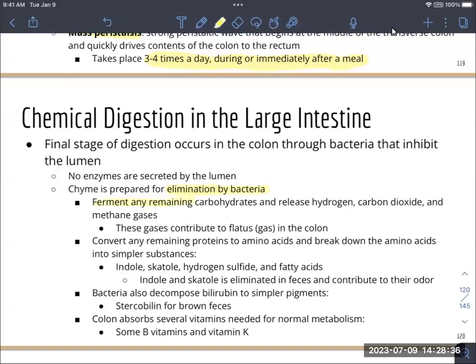So we ferment any carbohydrates that are left. By fermenting, we're creating gas: hydrogen, carbon dioxide, and methane are being released. Any remaining proteins and amino acids are broken down. Bacteria decompose bilirubin into stercobilin, which gives the brown color of the feces. The colon is going to absorb vitamins. It's going to make some B vitamins and vitamin K.